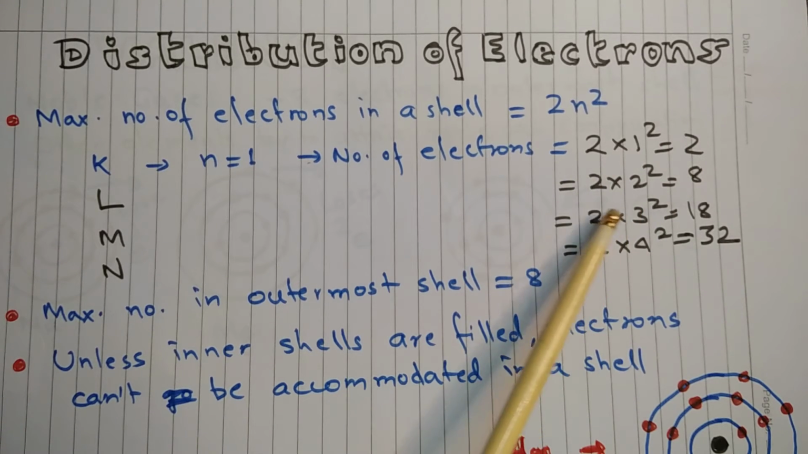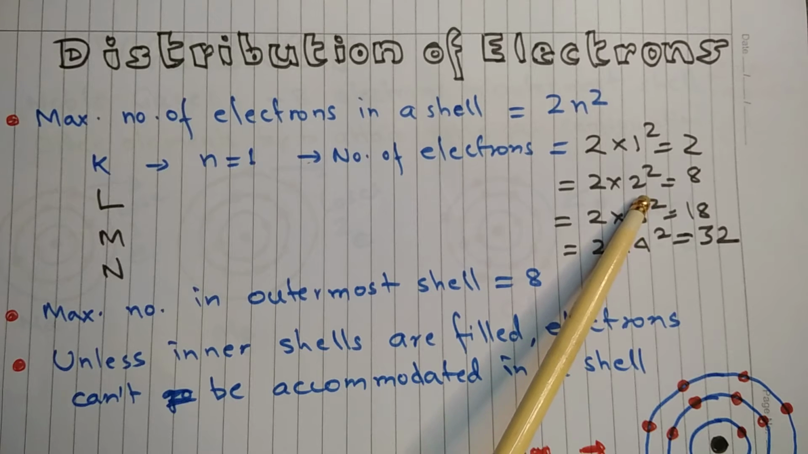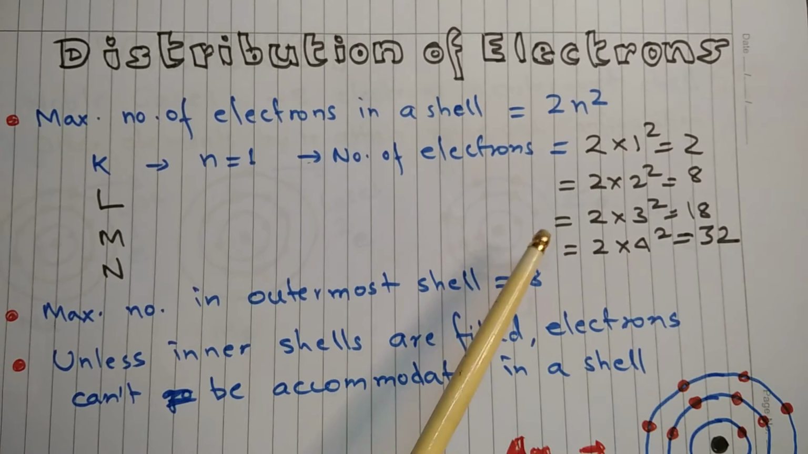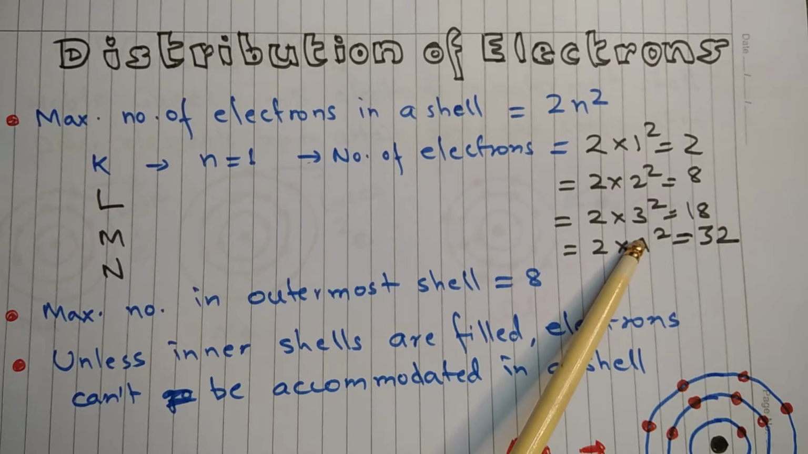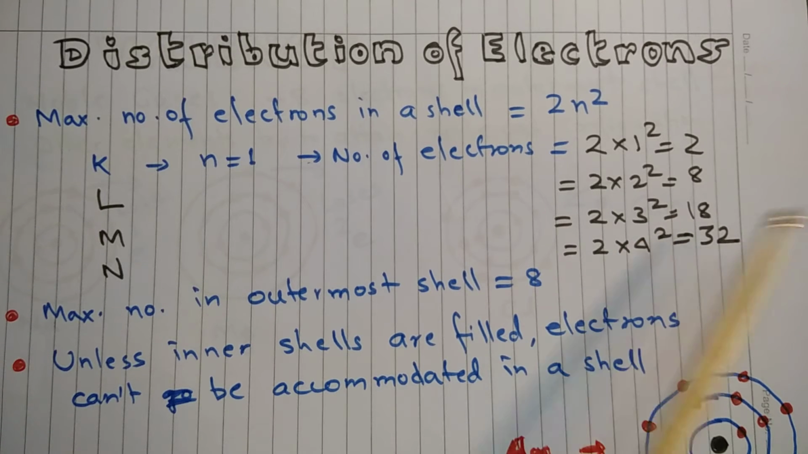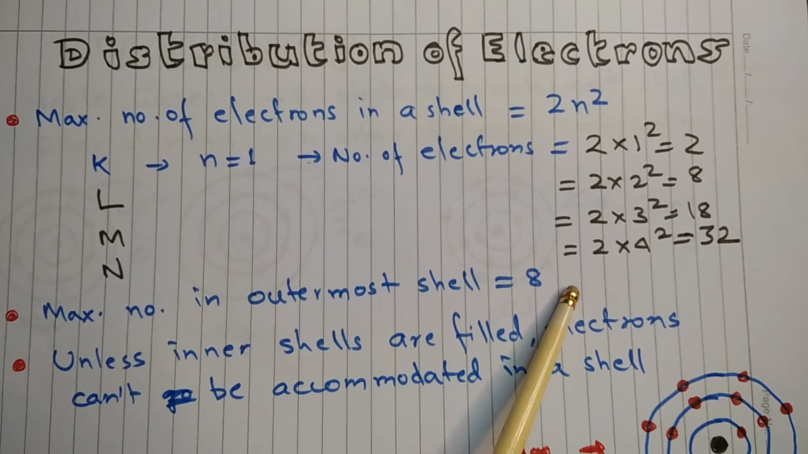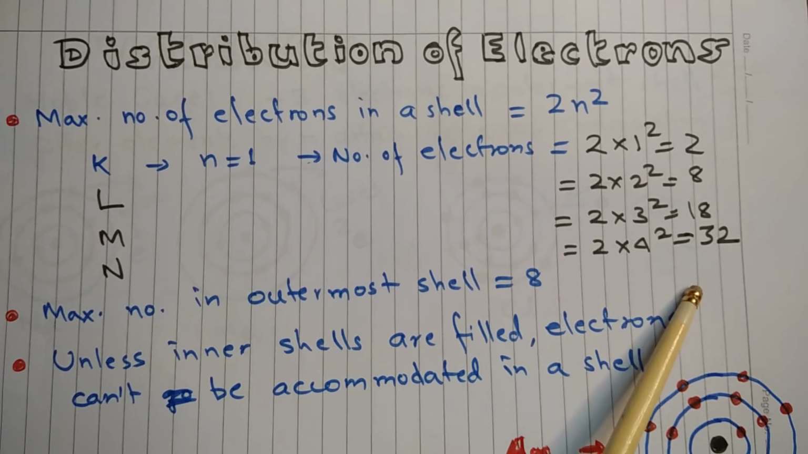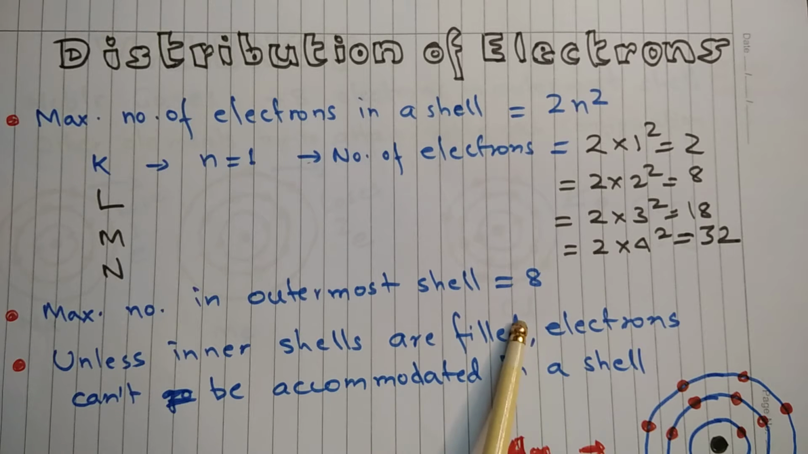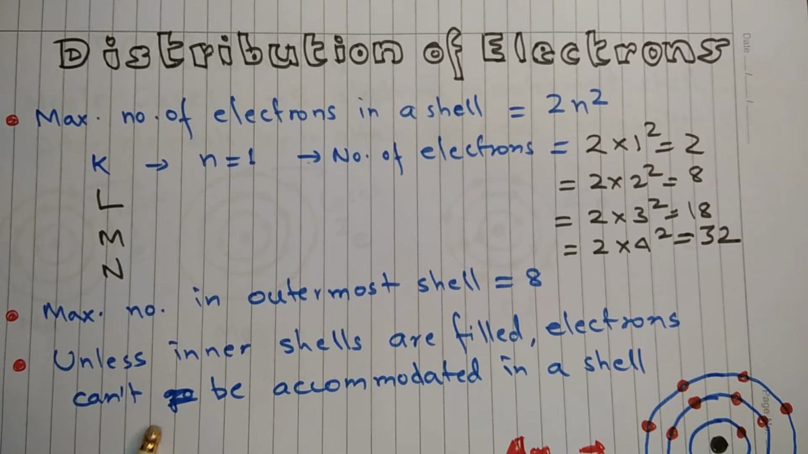For the second shell, it will be 2 into 2 square, which is equal to 8. For the third shell, it will be 2 multiplied by 3 square, which is equal to 18. For the fourth shell, it will be 2 multiplied by 4 square, which is equal to 32, and you can calculate accordingly for higher numbers of shells. But the maximum number in the outermost shell will be 8. It cannot be more than 8. And a third condition is, unless inner shells are filled, electrons cannot be accommodated in a shell.